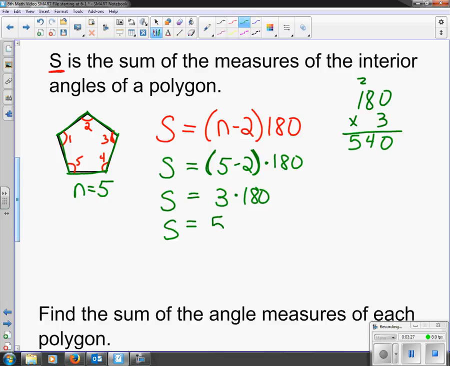So this is 540 degrees. That's all you do. You just plug in, once you know what n is, the number of sides of your polygon. So let's try another one.